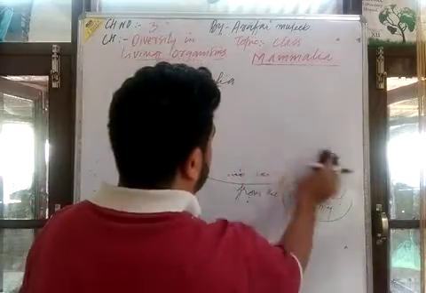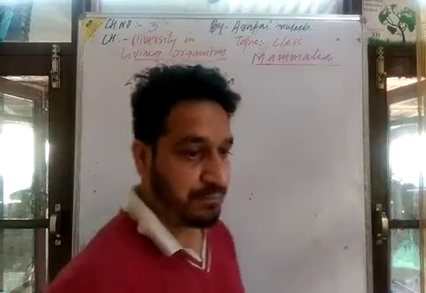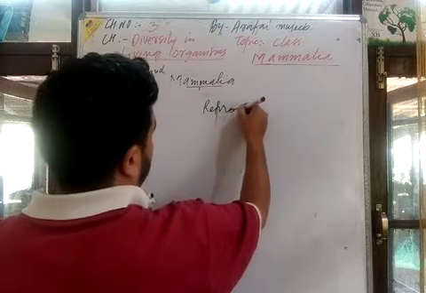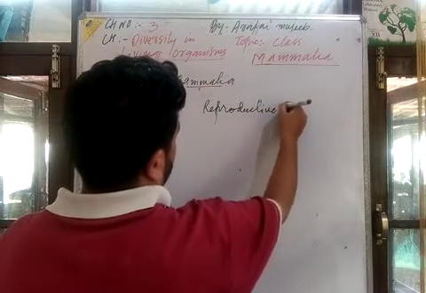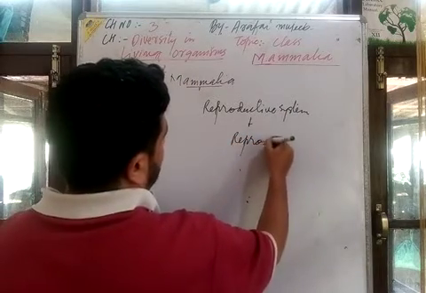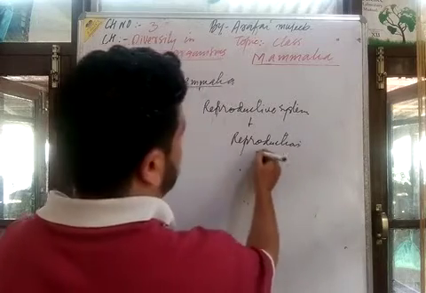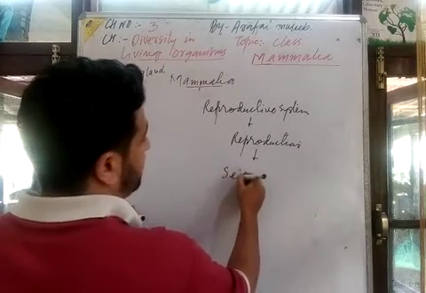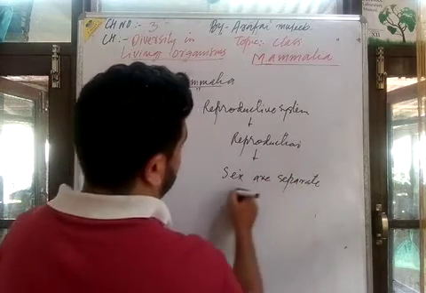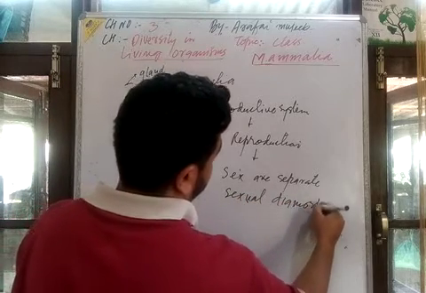They have a well developed digestive system and a well developed excretory system. If we talk about reproduction, if the reproductive system is functional, then they can reproduce. The sexes are separate. They have sexual dimorphism.